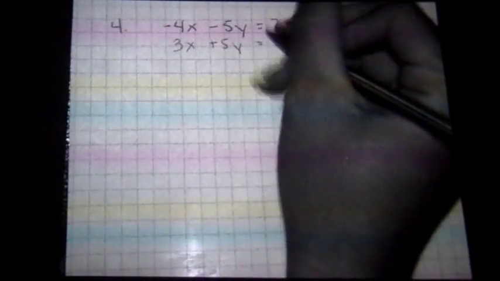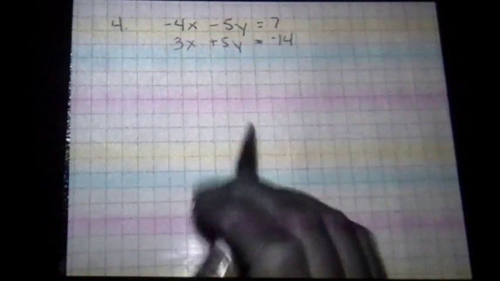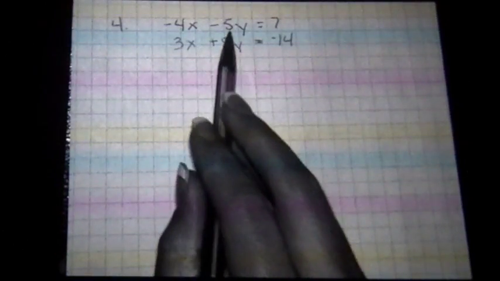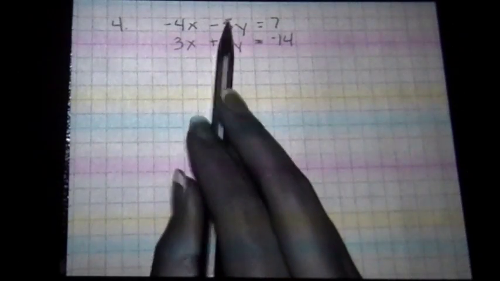Question number 4 is -4x minus 5y equals 7. And the second equation is 3x plus 5y equals -14. So now I have both my equations here. I see that my y's again are the ones that are similar. So I have 5y and -5y here. I'm going to add these because it's already the opposite.